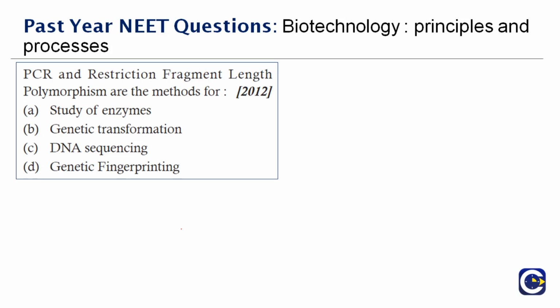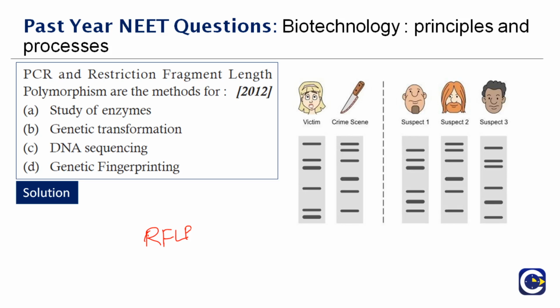Next question here. PCR and restriction fragment length polymorphism. How do you abbreviate it? RFLP. Are the methods of dash. What do they actually do? They actually help in genetic fingerprinting. You have a diagram to your right side which shows a picture of DNA fingerprinting. You have a victim, and at the crime scene you take the fingerprints and you will have a certain list of suspects, and you can analyze which one it matches. This is actually a very good technology to identify the murderers, the suspects, the people who have committed crimes and all that. Therefore, the correct answer is option D.